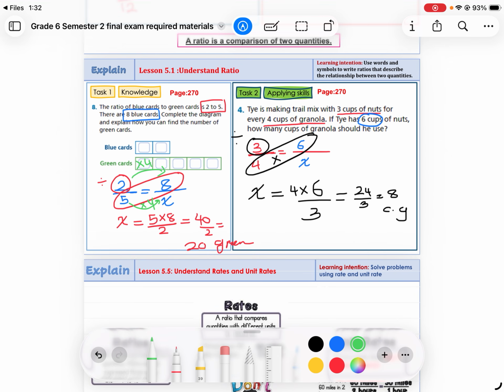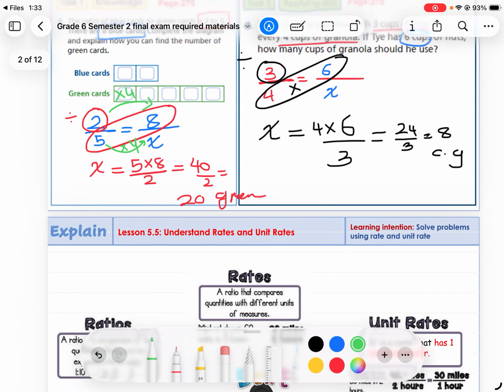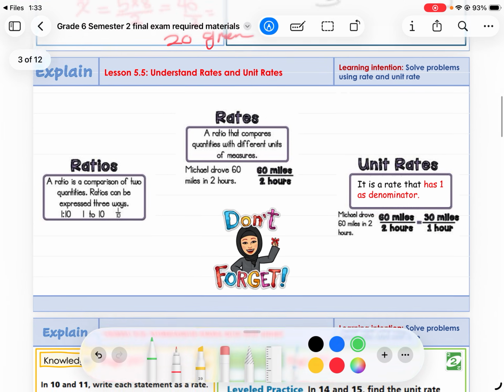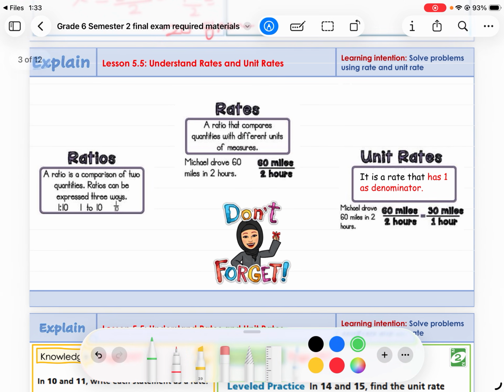So you have 2 ways. Either you solve it using the butterfly, or you solve the proportion using equivalent ratios. Okay, let's move on now to the next lesson. So the next lesson is about 5.5, understanding rates and unit rates.